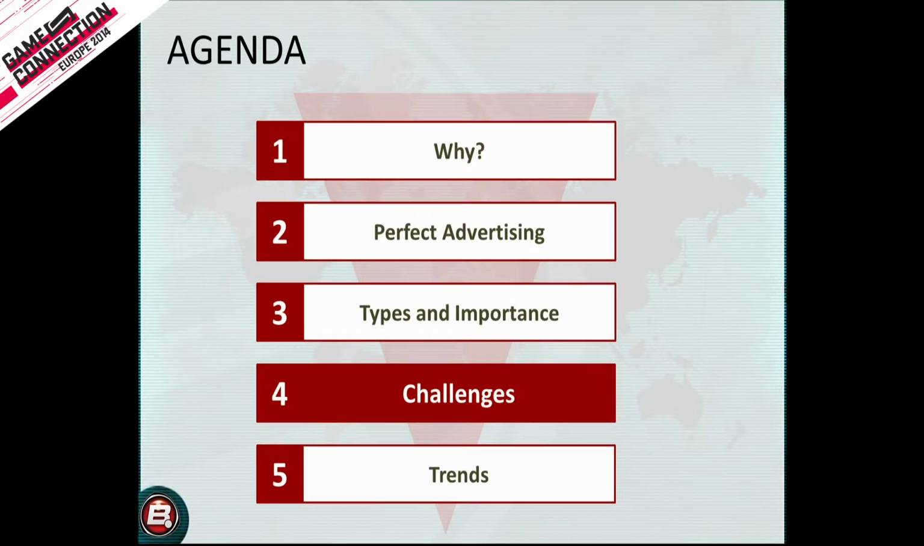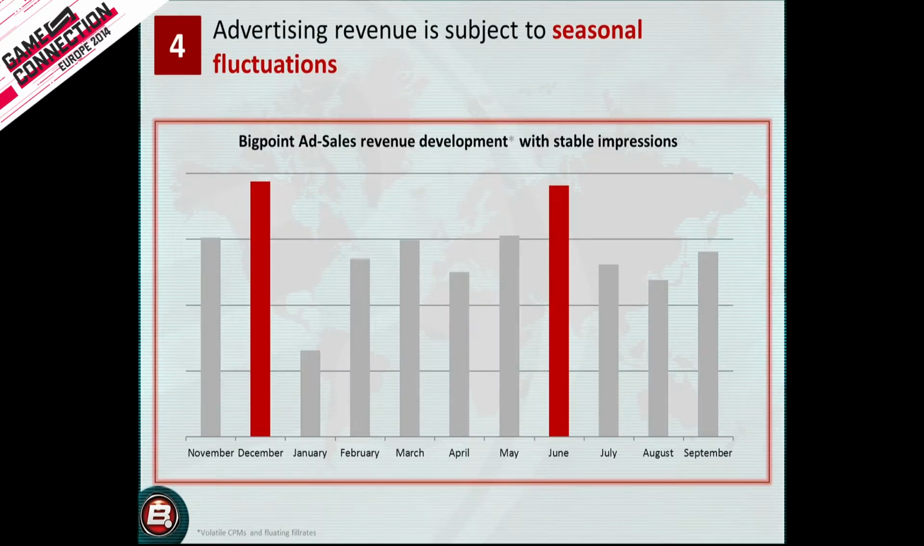Okay, so there are some challenges that you will see with advertising, and one of them is seasonal fluctuations. This is our real ad sales revenue, roughly with stable impressions. What you can see here is that there are some awesome months like December and June. So whenever you want to try something out, don't do it in January, and also don't do it in December, because it most likely won't give you the right expectations. If you want to try something out, go more with March or July. Those are great months to see what stable impact advertising can have for your game.